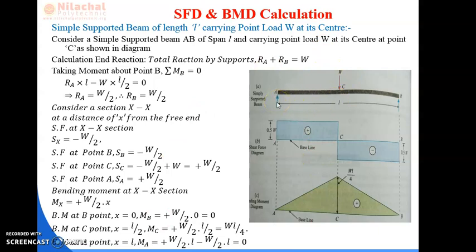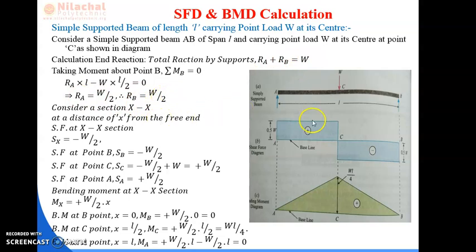Now for Ra the distance is L. So Ra into L, where there is a W at a distance of L by 2. So that is Ra into L minus W into L by 2. Taking the expression, Ra into L is equal to W L by 2. So L cancels out and Ra is equal to W by 2. In this way, Ra plus Rb is equal to W, hence Rb will be obtained as W by 2.